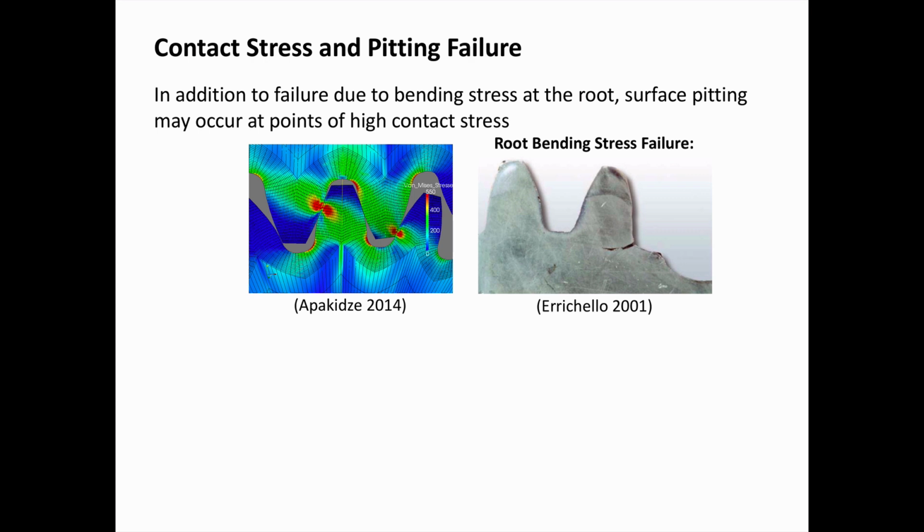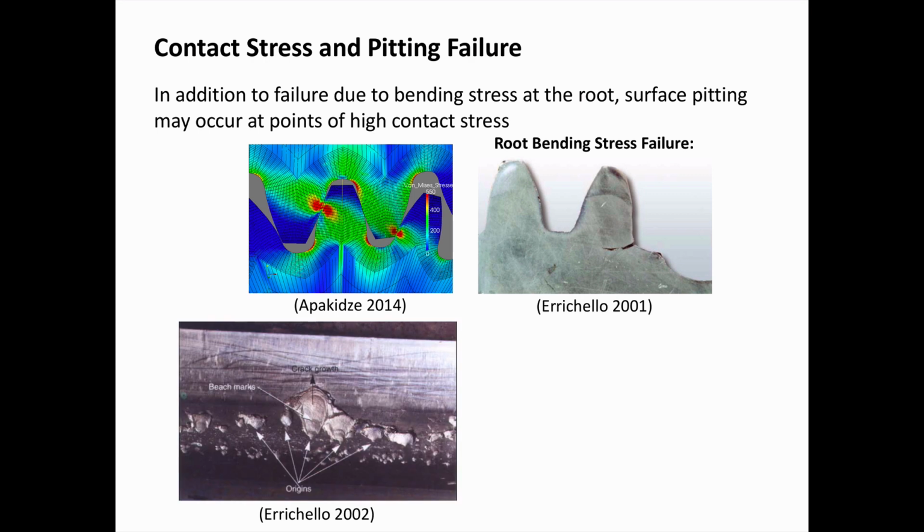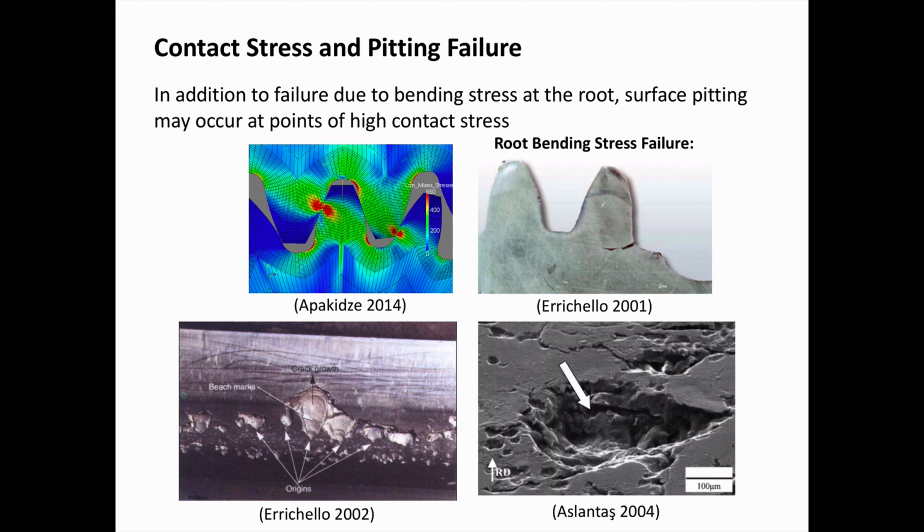Here's an image of what happens when we have a root bending stress failure. Here's an image of what happens at the tooth flank when we have a pitting failure. And remember, this is due to fatigue. So we can see where the crack origins start, and the contact stress cycles cause crack propagation and eventually material to pit or chip off of the tooth surface.